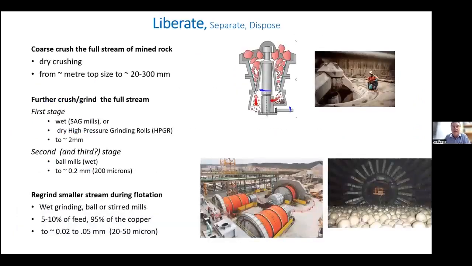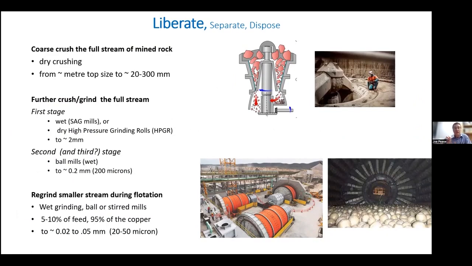I'll go through those steps in a little bit more detail. The first step is liberating the minerals in the ore. There are several stages to that. First of all, coarse crushing in this sort of crusher device. That's done dry, and it takes rocks that may be a metre in size or thereabouts down to somewhere between 20 and 300 millimetres, depending on what the downstream process is.